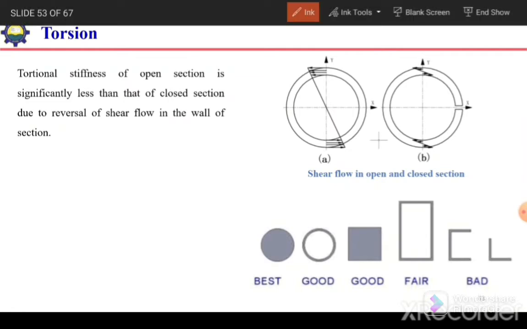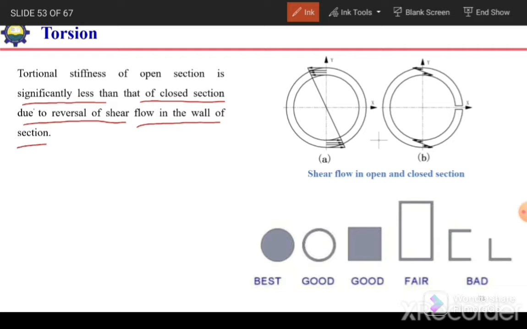The question is, why does this happen? Why, in case of an open section, is there distortion or twist in the member? This is because of the phenomenon of shear flow. The torsional stiffness of an open section is significantly less than that of a closed section due to reversal of shear flow in case of an open section.